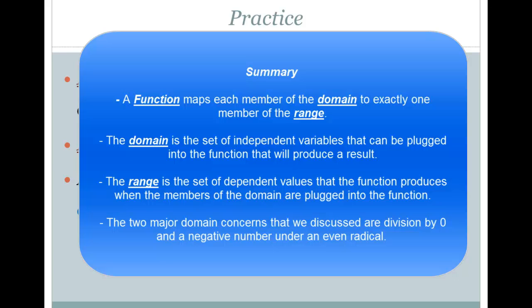And we talked about domain concerns. Our big domain concerns are going to be division by 0 when our denominator is 0, and the other big one is going to be a negative number underneath an even radical, like the square root of negative 5. Doesn't work. Causes the function machine to blow up.